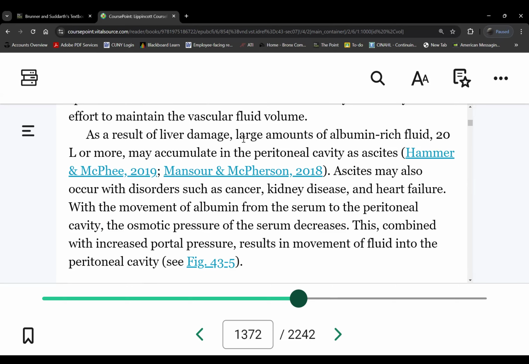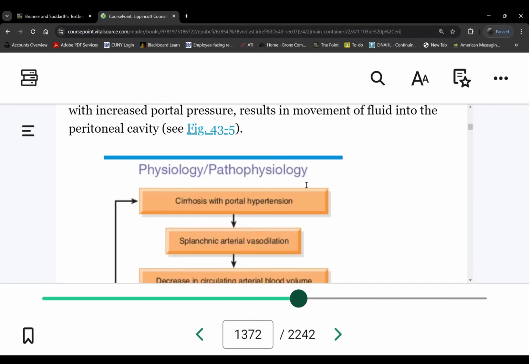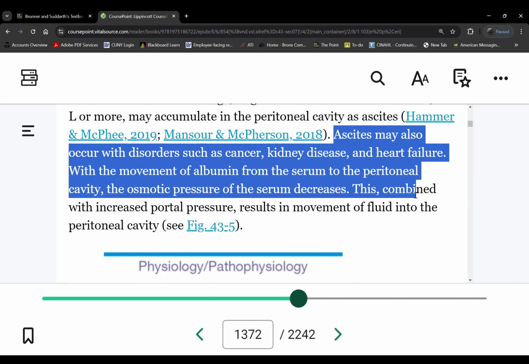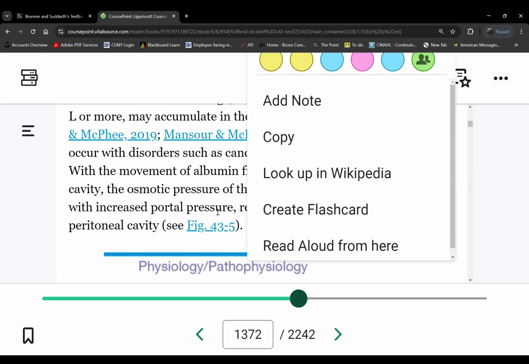So what is in this fluid? This is basically water from the bloodstream, which leaked out of the venous circulation and into the peritoneum. It's albumin-rich fluid, 20 liters or more. Imagine carrying that around. At around 5 to 6 liters, this patient needs to be tapped already. The patient is already very short of breath and cannot stay at home. There are other causes of ascites, meaning not all patients with ascites have liver disease.